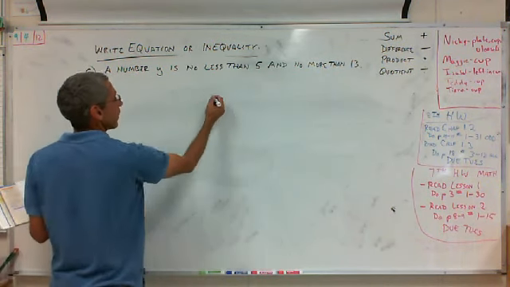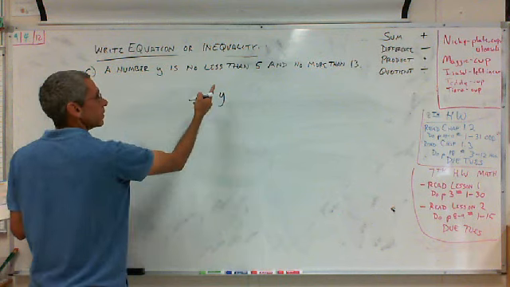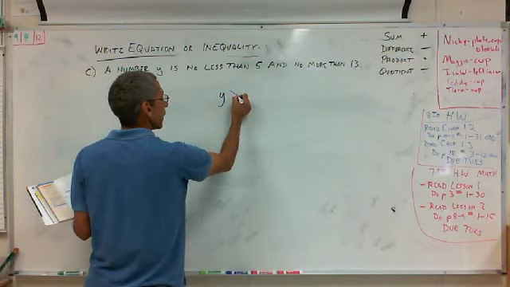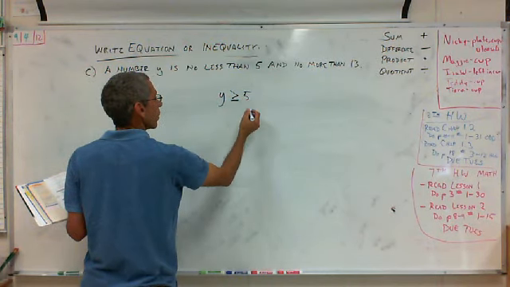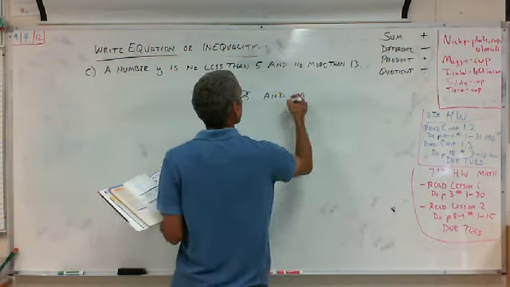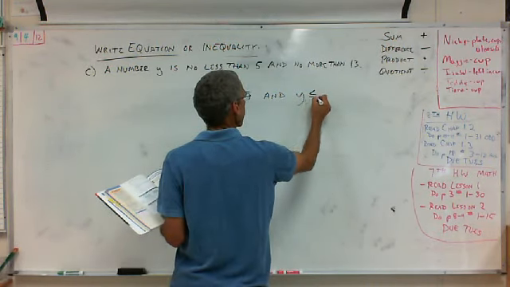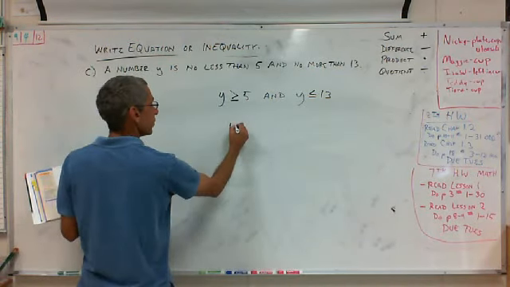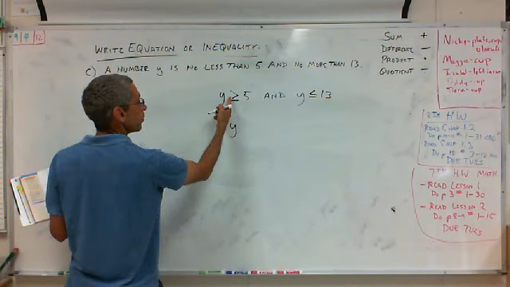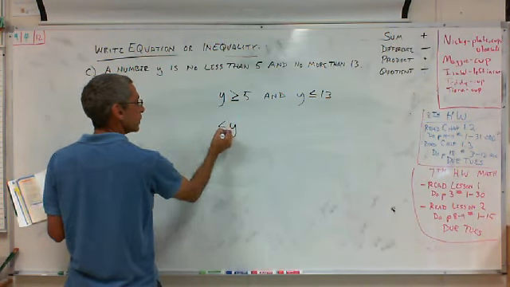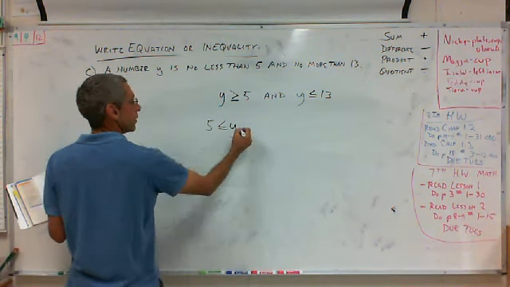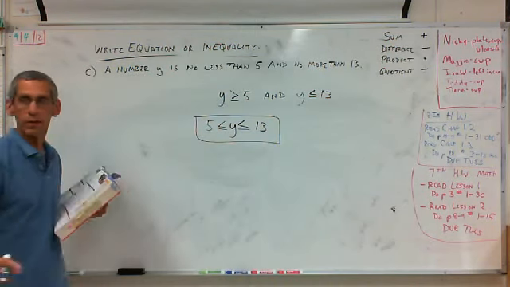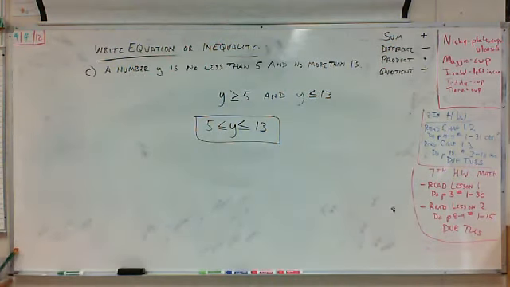The number is no less than 5. So we've got the number y. It's got to be bigger than or equal to 5, and y is no more than 13, so y is less than or equal to 13. And I can write that like this. I could put my y in the middle, and say y is bigger than or equal to 5, so I put the 5 over here, and the 13 on the other side. So that's how you would technically write it. Remember that? You see them written like that.